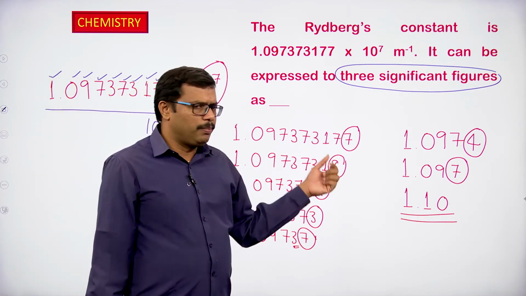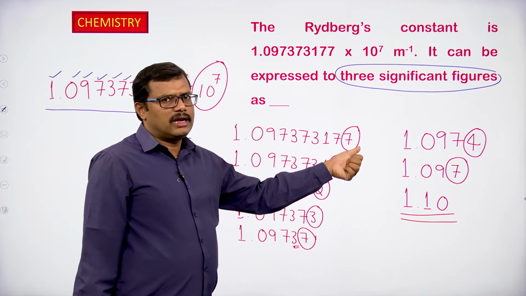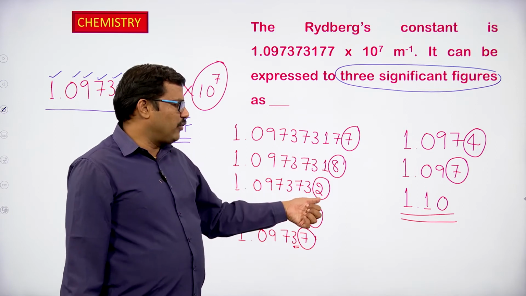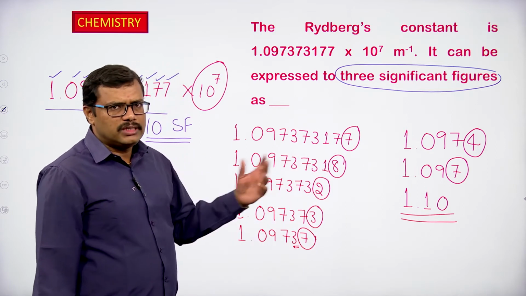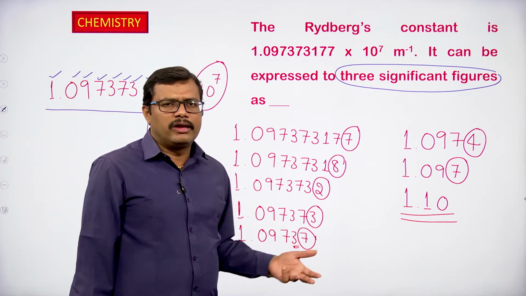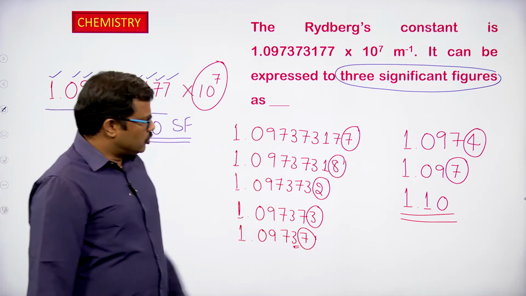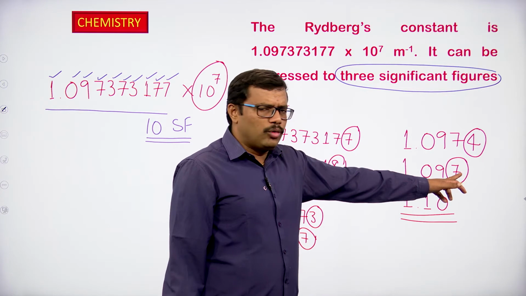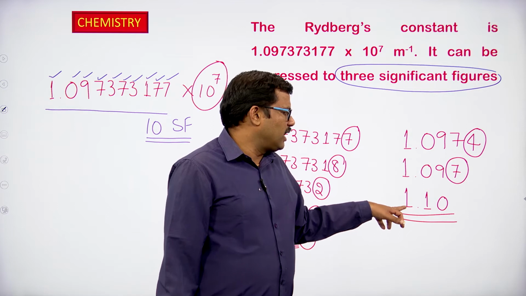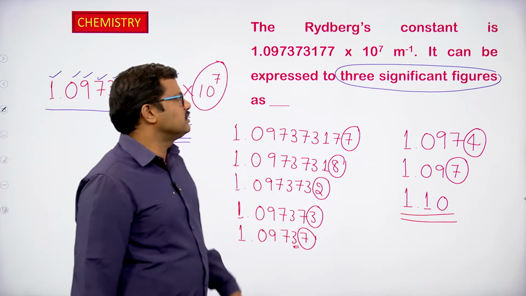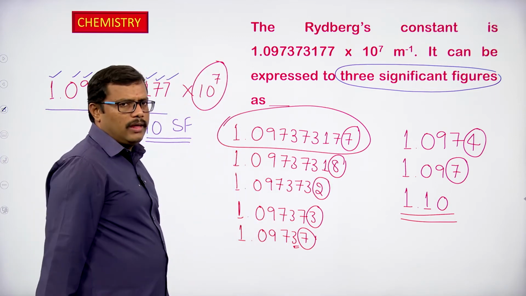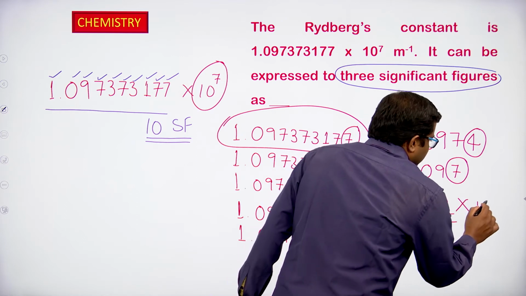So, we have to remove one by one. The outermost number to be removed, if it is greater than 5, increase the preceding number by 1. If it is less than 5, keep the number as it is. If it is equal to 5, and the preceding number is odd, increase it by 1. If the preceding number is even, in that case it is kept as it is. So, here the number to be removed is 7, greater than 5, so the preceding number is increased by 1. So, 9 plus 1 becomes 10. So, I am writing it as 1.10. So, 1.10 is the actual value that we are going to get from this particular value, and into 10 to the power of 7 as it is.